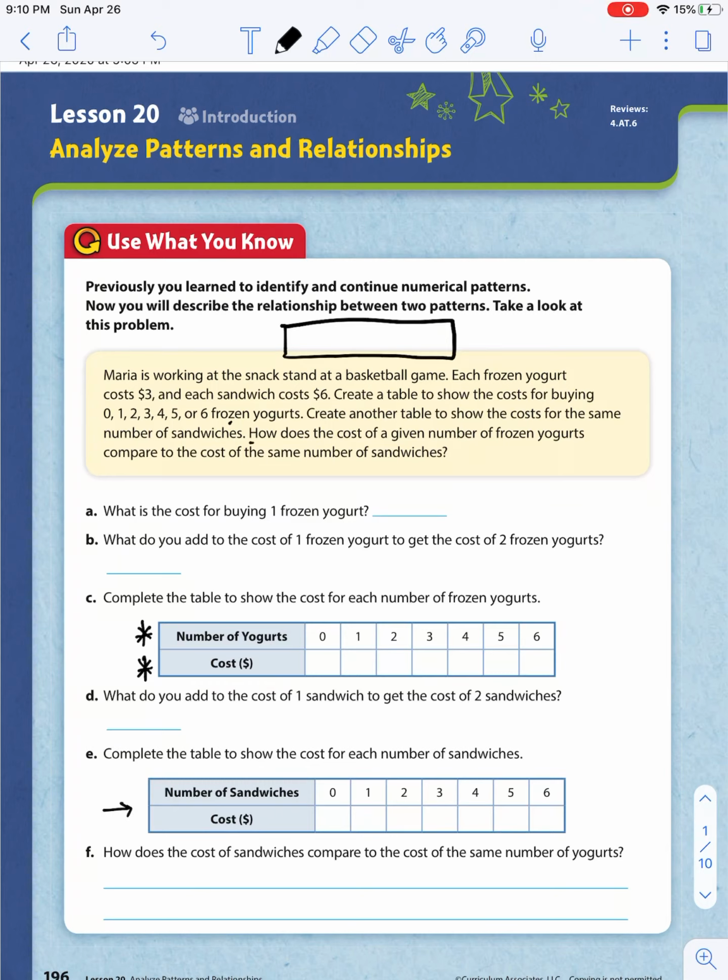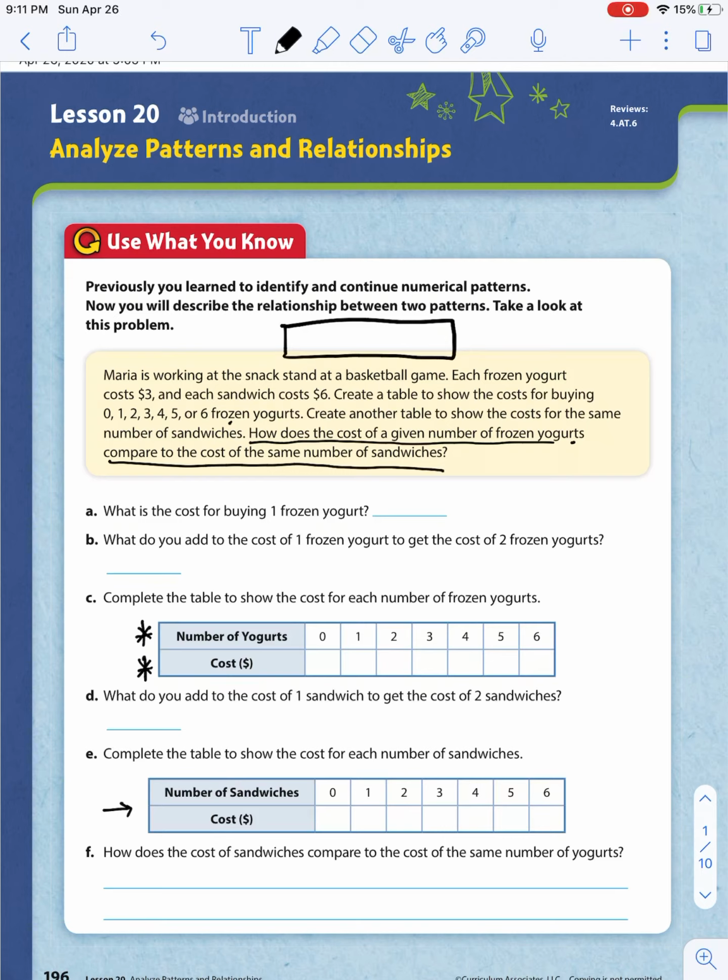This question, how does the cost of a given number of frozen yogurts compare to the cost of the same number of sandwiches, is usually where I lose you. That's often because we haven't really thought about the problem yet, and we're trying to figure out how to answer a question. Can't answer a question without giving it some thought first. If somebody says, "What are you going to do tomorrow?" Generally, you're going to sit and think for a second before you give an answer. Same thing goes with math. So let's see how they walk us through this step by step.